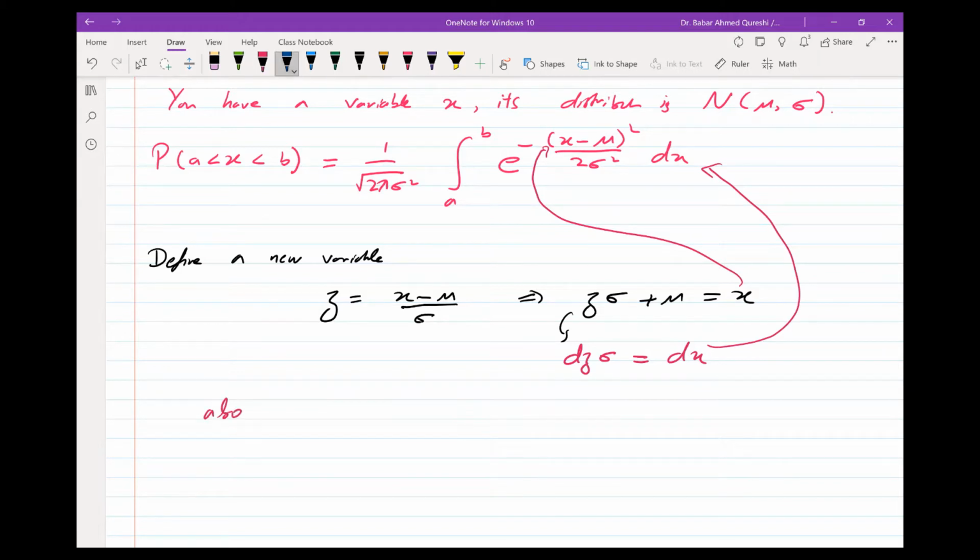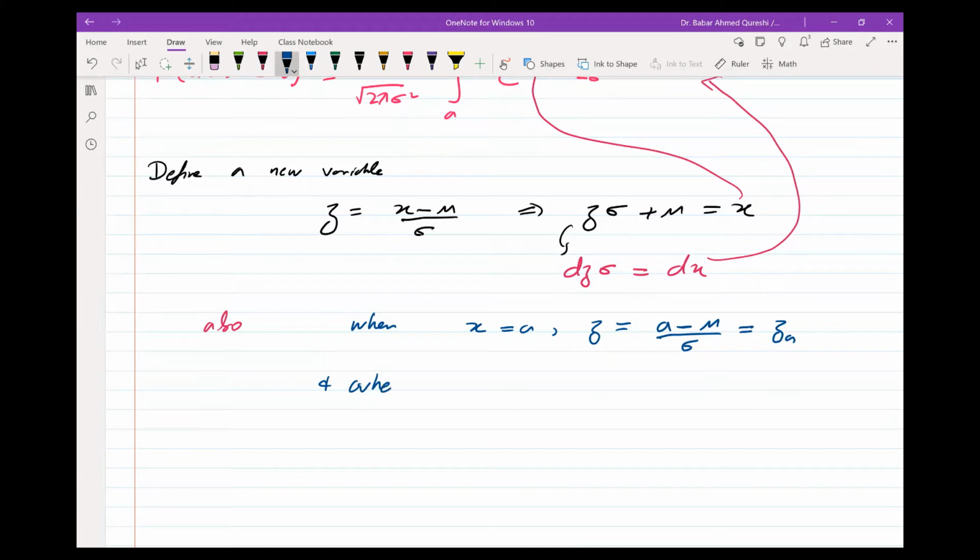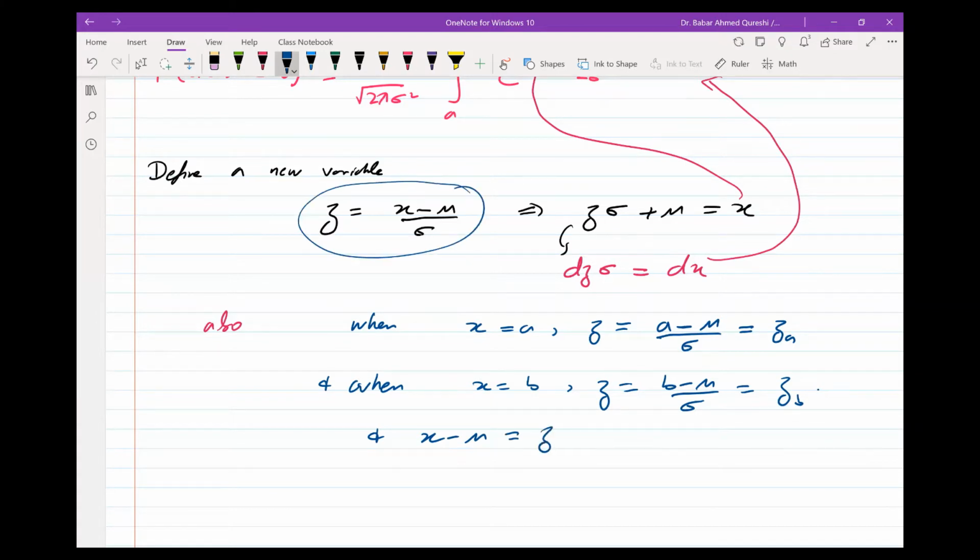Also, when x is equal to a, because I want to know what is the probability of x between a and b, when x is equal to a, z according to this formula is a minus mu over sigma, some other number, not number a, some other number which you can compute by doing this. Let's call it ZA, this number. And when x is equal to b, then it is obviously just this. And I can also write x minus mu from here is z sigma.